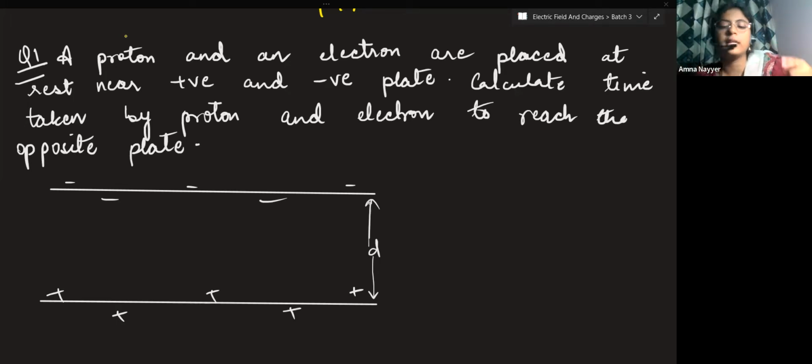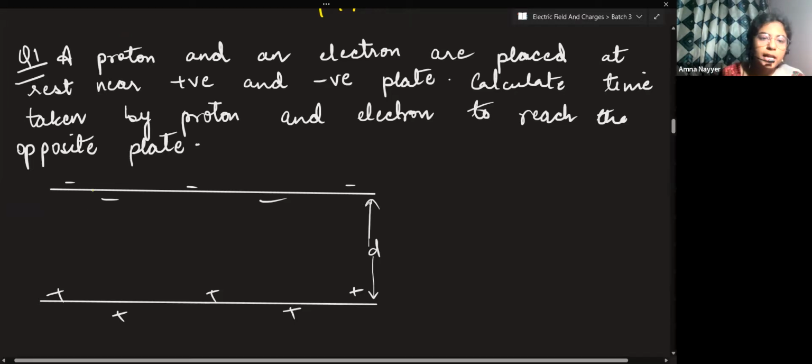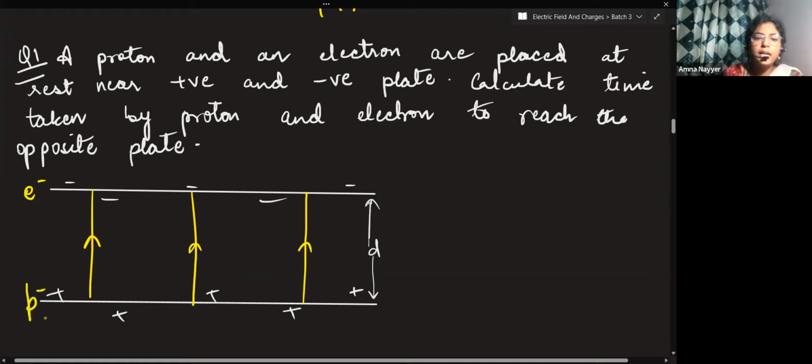reach the opposite end. See, electric field lines, what we have studied, move from positive to negative, so this will be the direction of electric field lines all over, from the positive to the negative. So the electron is there at the negative plate and the proton is there at the positive plate. So the proton will move there and the electron will come downwards. This is the case given to you.